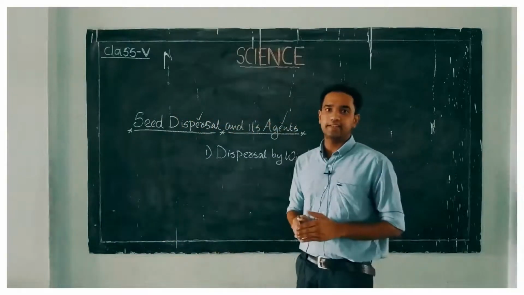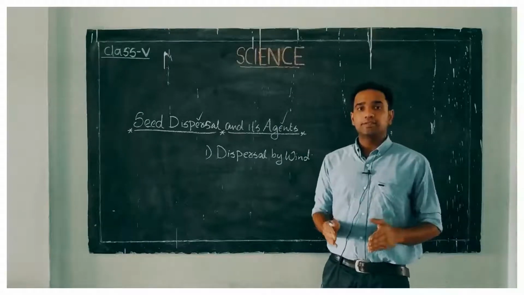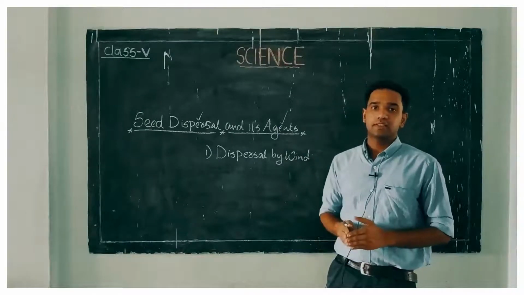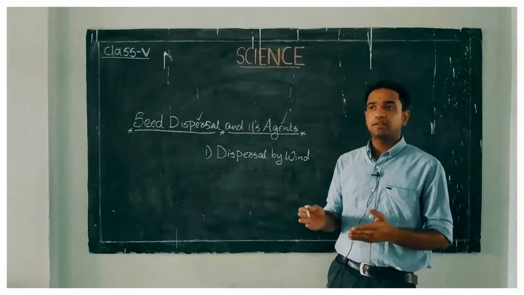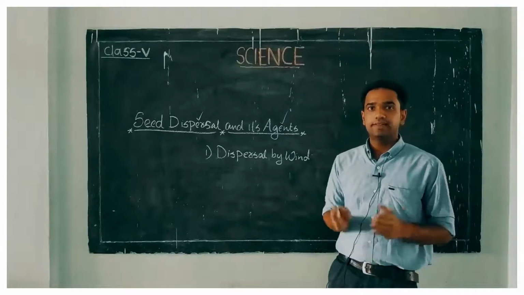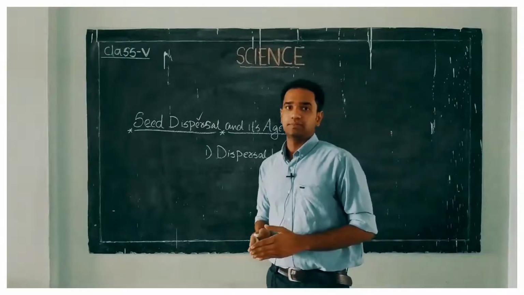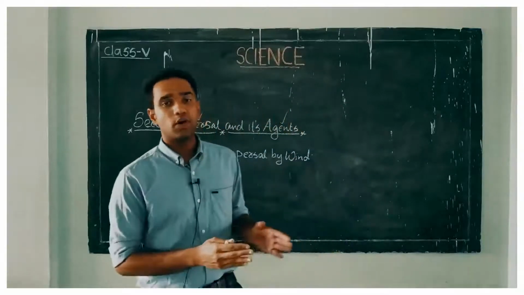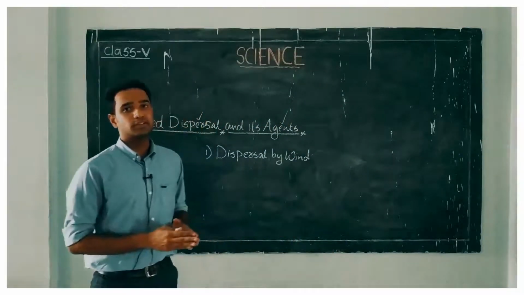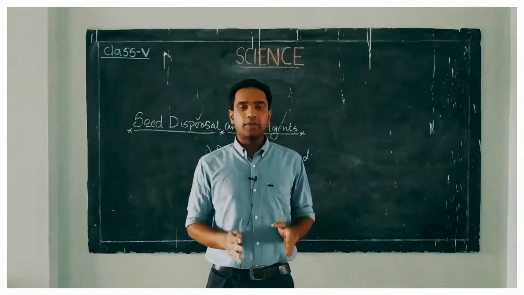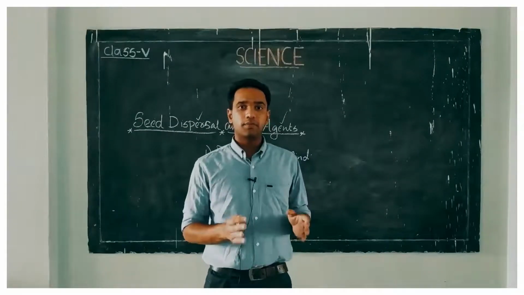Another example is that the seeds of the plants like drumstick, maple, jacaranda, they have wings around them. So they will float in the air and get dispersed by wind. And the second one is dispersal by water.